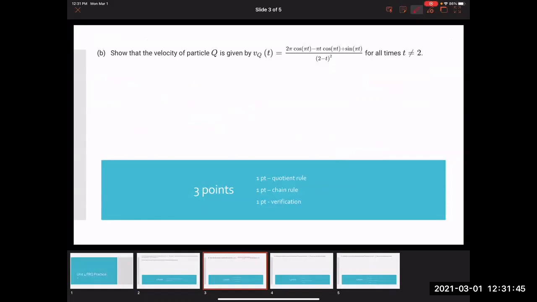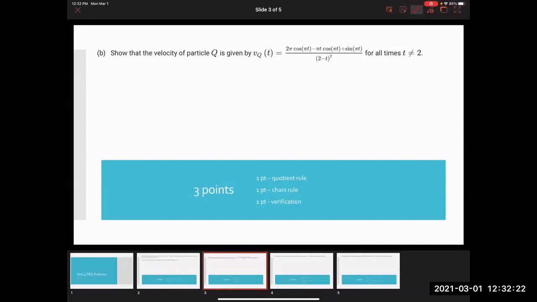You're going to get 1 point for doing the quotient rule, for showing that you did the quotient rule and doing it correctly. 1 point for doing the chain rule correctly. And actually those 2 points are going to come in the same place, because in order to apply the quotient rule correctly, you have to do the chain rule within it. So those 2 points, you're going to see 2 dots right next to each other because you're going to get those 2 points in the same area. And then the final point is for your verification, which is basically just getting exactly what they say that you should get for the velocity of the particle q at time t.